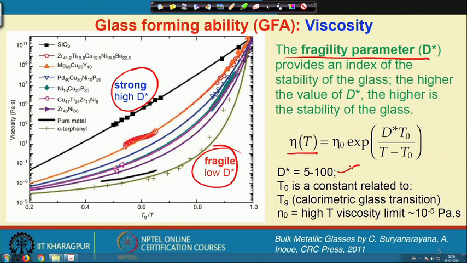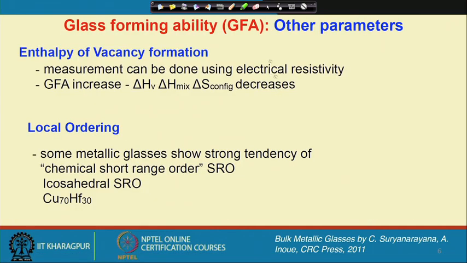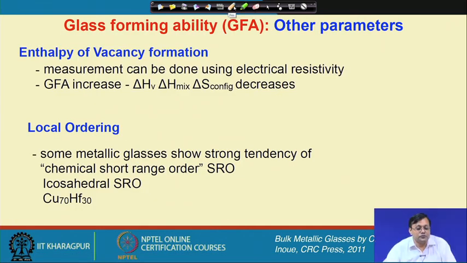So, let us say the higher the value, the stronger the glass, and T naught is a constant which is related to the calorimetric glass transition. So, Tg is basically the calorimetric glass transition, and definitely eta 0 is the high temperature viscosity, which has a value of around 10 to the power minus 5. So, the viscosity appears to be very important. The viscosity of the undercooled liquid is very important to illustrate the glass forming ability.